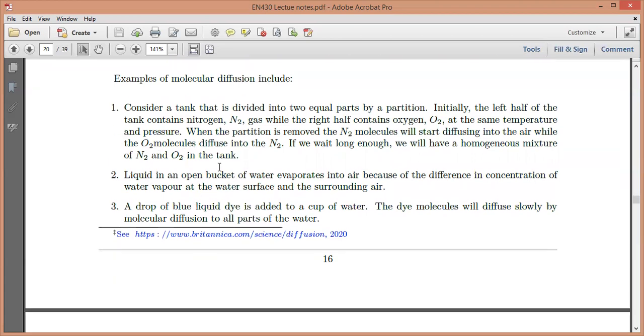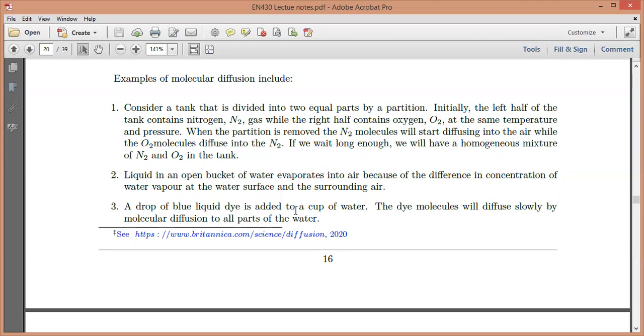Liquid in an open bucket of water evaporates into air because of the difference in concentration of the water vapor at the water surface and the surrounding area. A drop of blue liquid dye is added to a cup of water. I illustrated this one already. The dye molecules will diffuse slowly by molecular diffusion to all parts of the water.